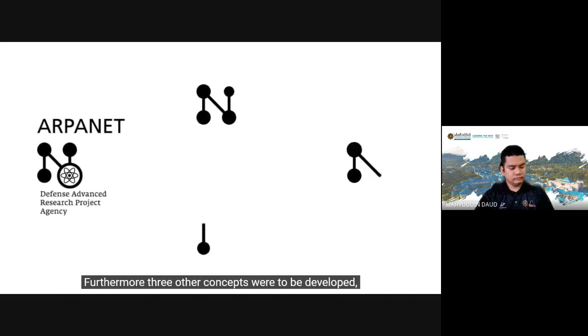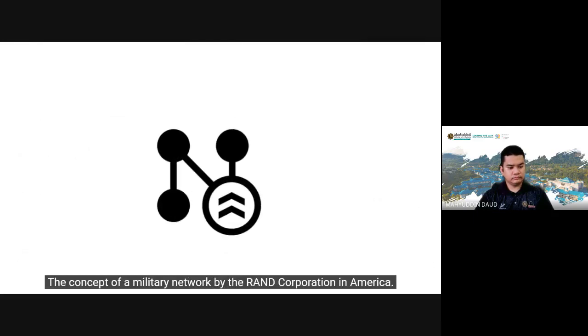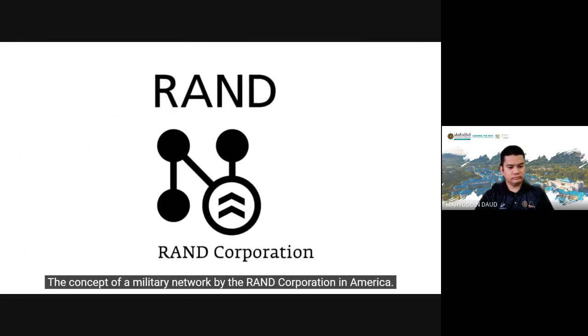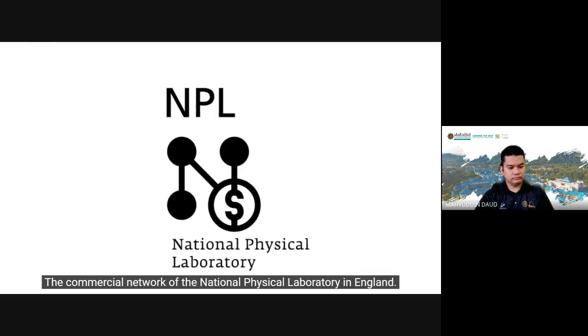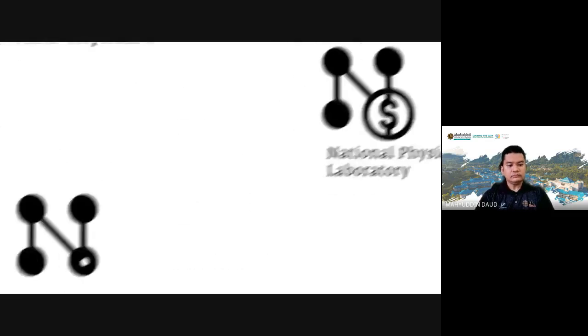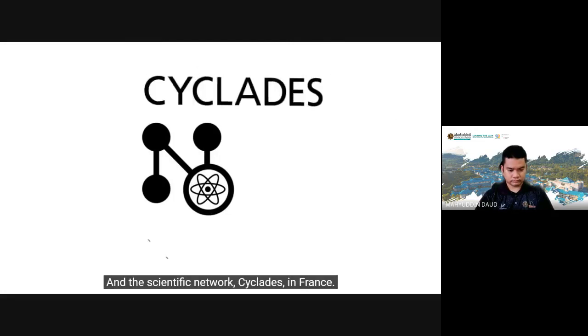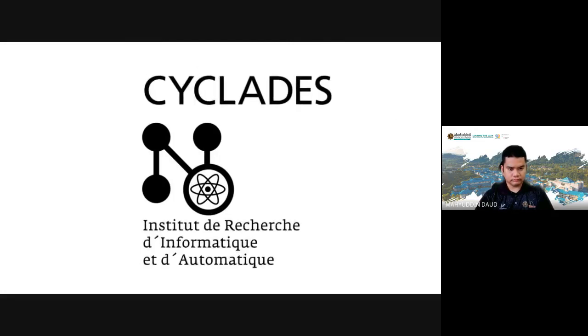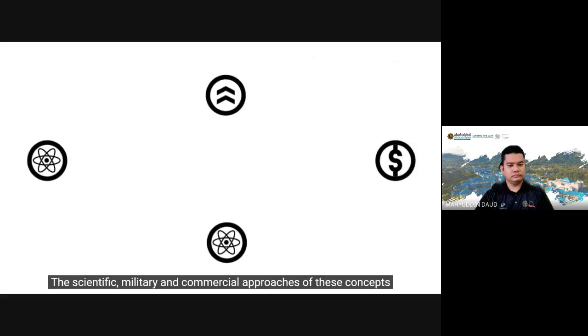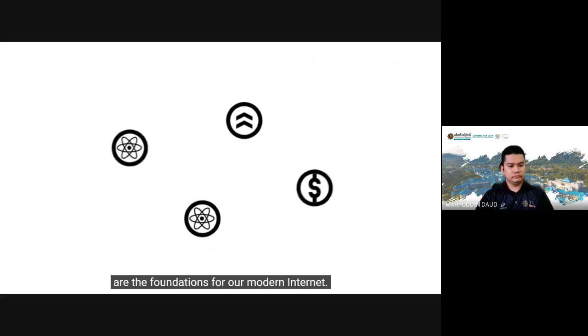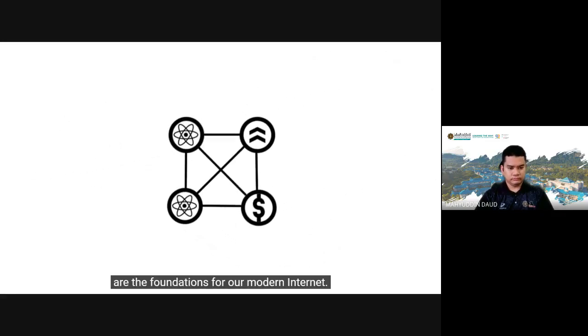Furthermore, 3 other concepts were to be developed which are fundamental for the history of the Internet. The concept of a military network by the RAND Corporation in America. The commercial network of the National Physical Laboratory in England. And the scientific network Cyclades in France. The scientific, military, and commercial approaches of these concepts are the foundations for our modern Internet.